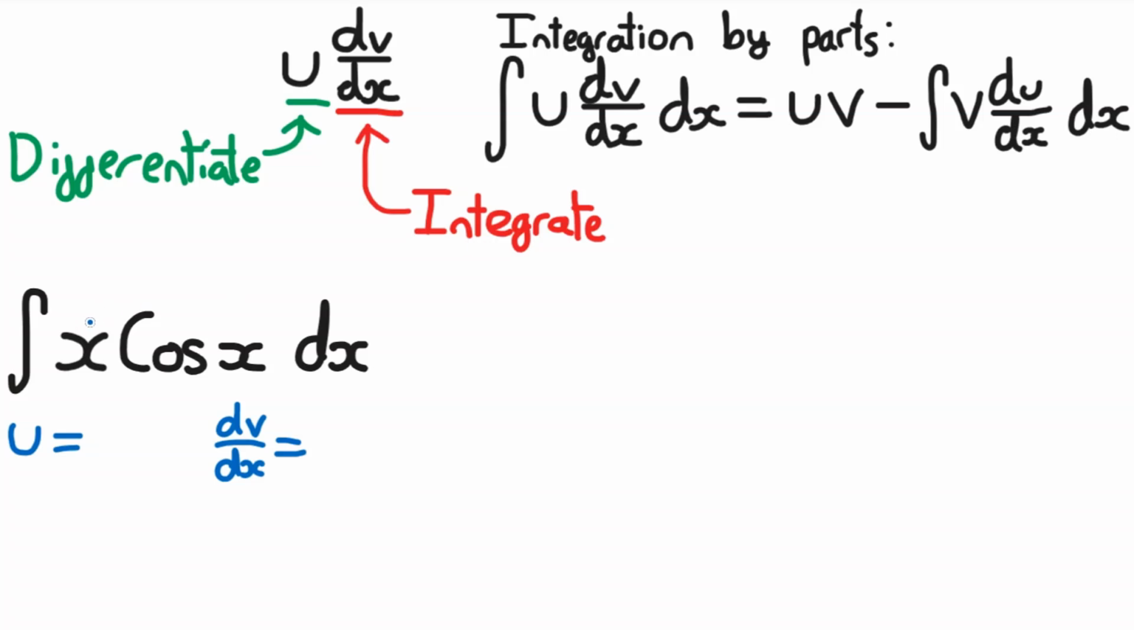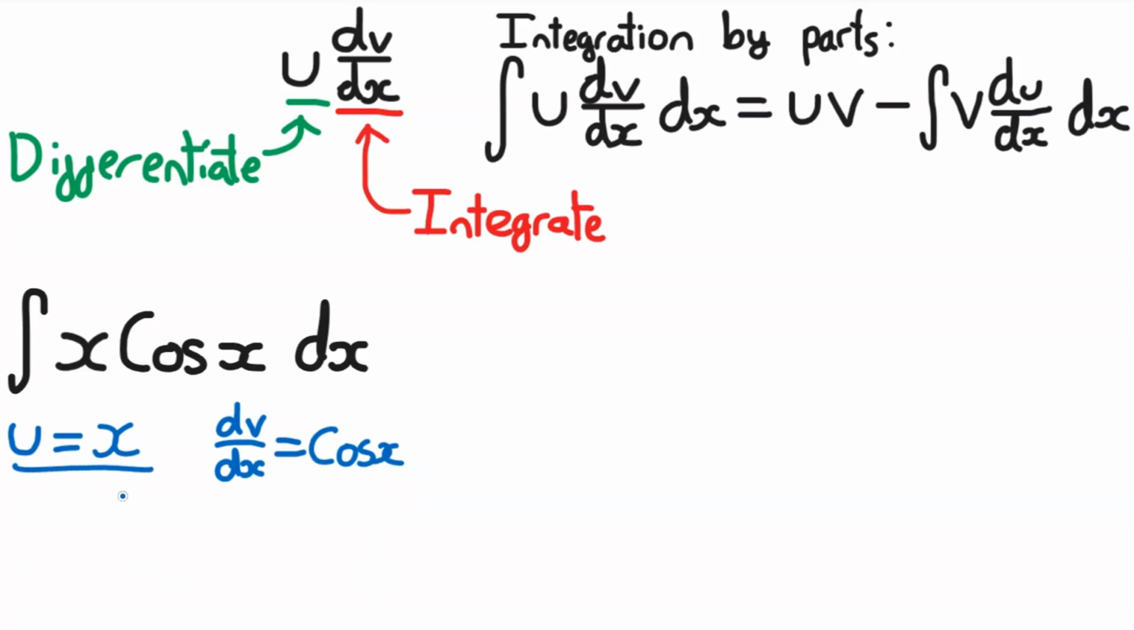So what function do we call u and what function do we call dv over dx? Well, like I said before, with one of the functions being x, we usually call this one u, and we normally differentiate the x, and then we normally call the other function, so in this case the cos x, the dv over dx, and then we integrate this. It's not always like this, and we'll go through examples in this video of when it's the other way around, but in this case it is like this.